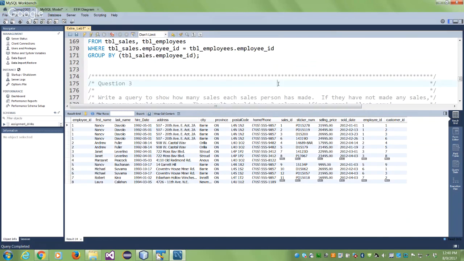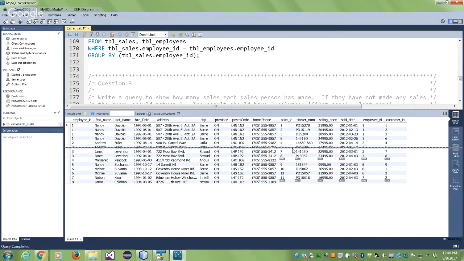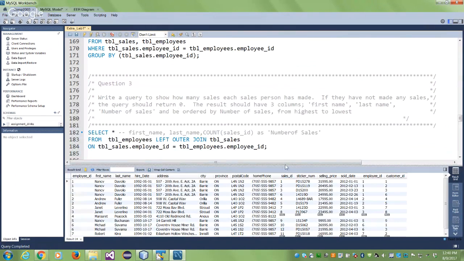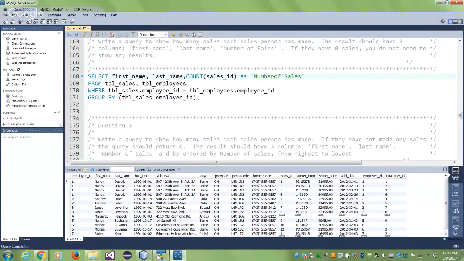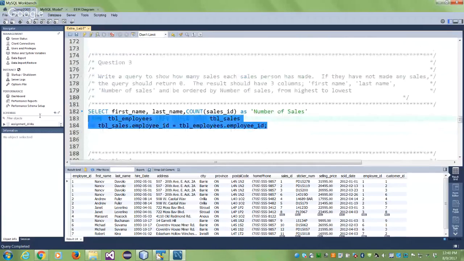Okay, so let's go back. So I have to include everybody. I'm not saying don't include people, or don't include records in which sales ID is null or not null. Everybody needs to be included. Now let's change this star. We want to see the first name. We want to see the last name. We want to see the count, and the count should be 0 for employees who haven't made a sale. Let's run it.